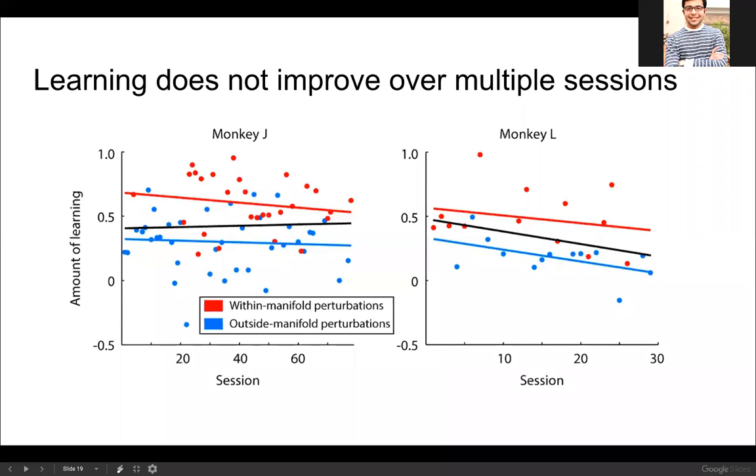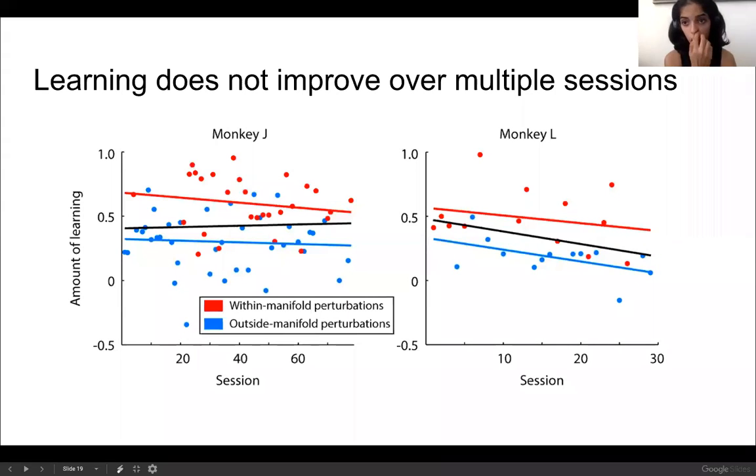Yeah, so instead of beginning with the within manifold perturbation and trying to make the monkey learn through that particular technique, if we had already begun with the outside manifold perturbations, maybe the monkey had learned something latently which we couldn't really capture through the means of the study.